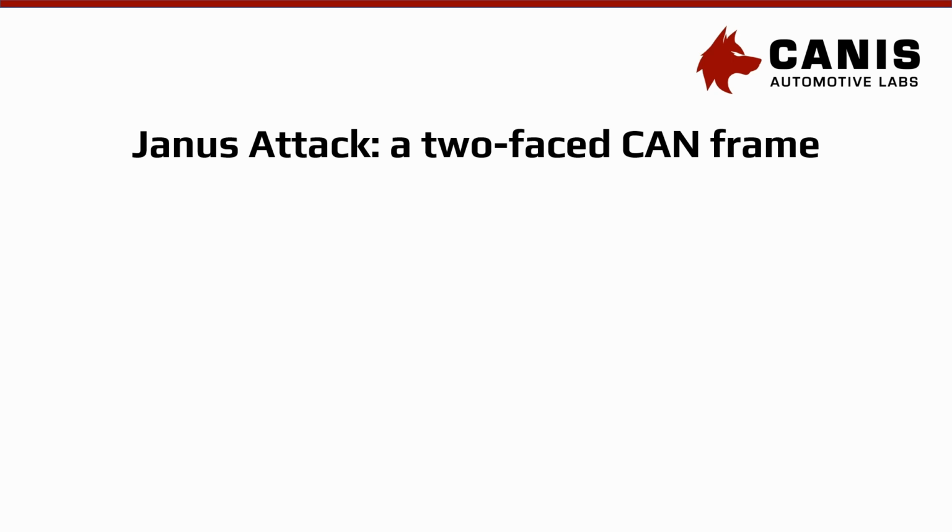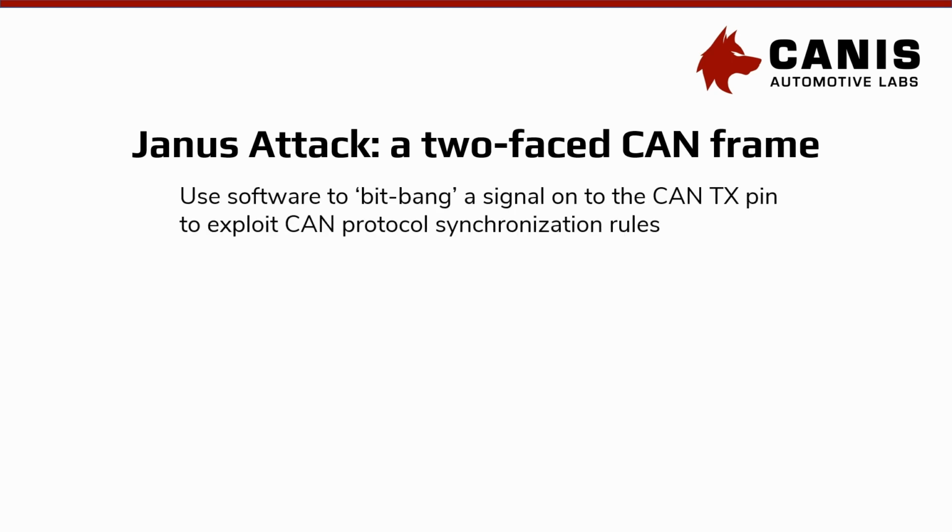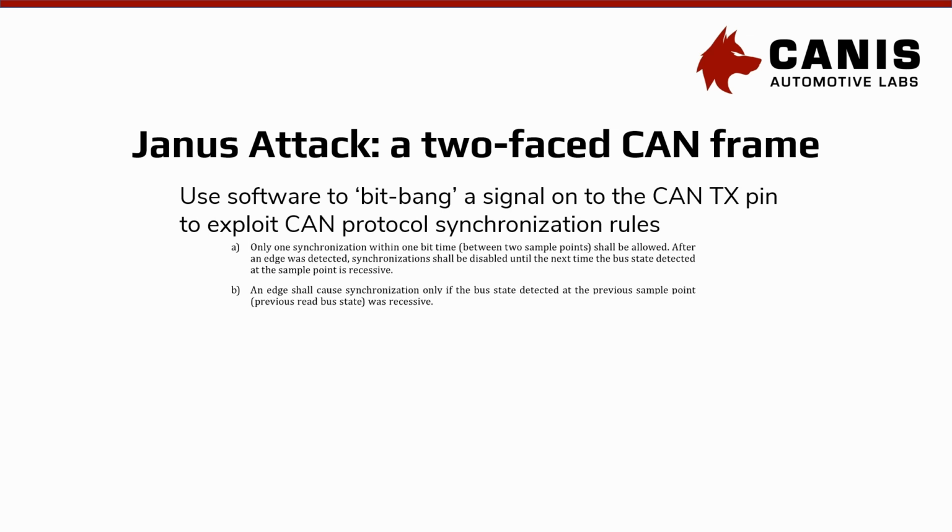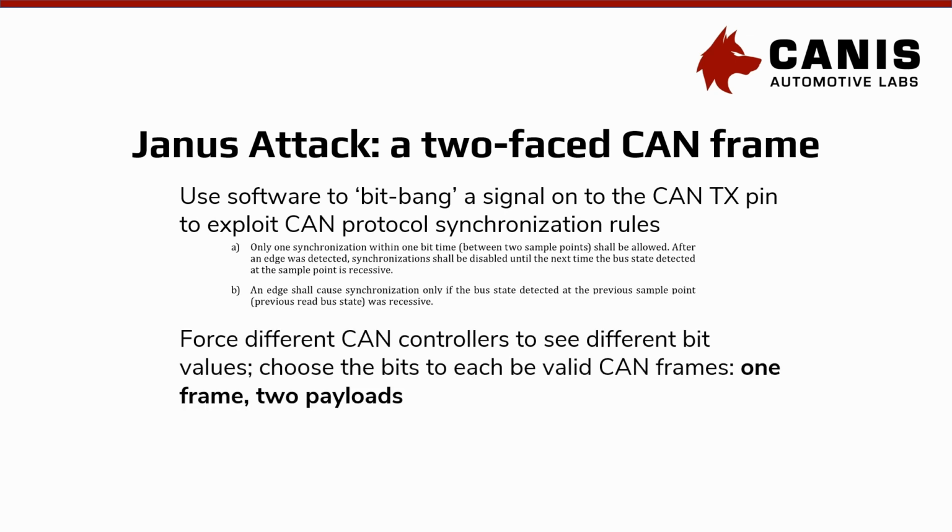So what is the Janus attack? Well, basically it's the creation of a two-faced CAN frame. We use software to bitbang a signal onto the CAN TX pin. That's where we basically set the value of a GPIO pin up and down, and we exploit the CAN protocol synchronization rules. Every CAN controller has to obey a bunch of rules on when it sees a bit, when its sample point turns up, and how it synchronizes. We exploit differences in sampling points to force different CAN controllers to see different bit values. And if we choose the bits to be valid CAN frames, we get one CAN frame with two payloads.